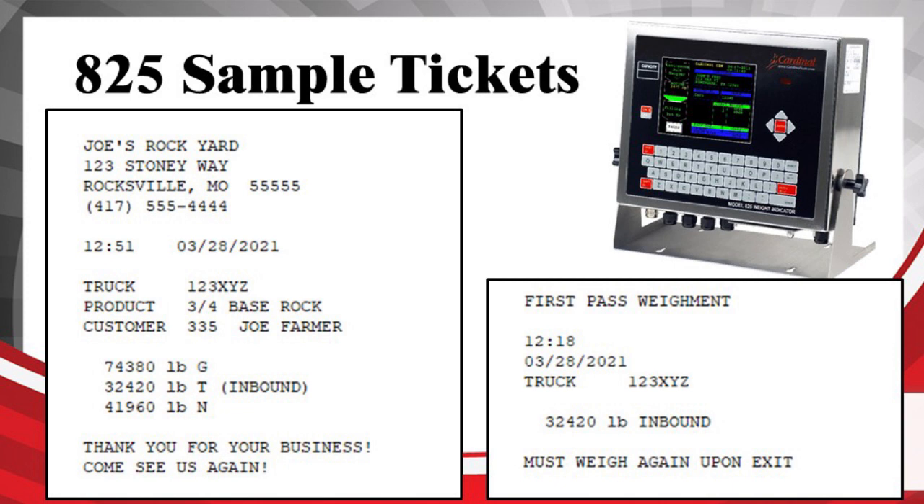Come see us again." And also I want to point out on the first pass ticket, which is there on the right, it has a different header and footer than the second pass ticket does. So those are set up independently in the 825. If we were to do something like this with the 210 or the 225, we would have to use a custom ticket generated with the in-control software.